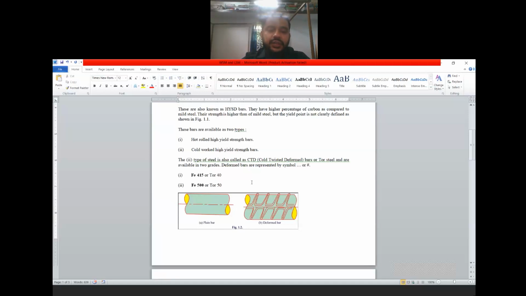Similarly, if you are given Fe500 grade of steel, then you have to understand that the yield stress of the steel is 500 Newton per millimeter square, and you have to write fy, not Fe, fy equal to 500 Newton per millimeter square. So I will write it down here, you can see it, fy equal to 415.